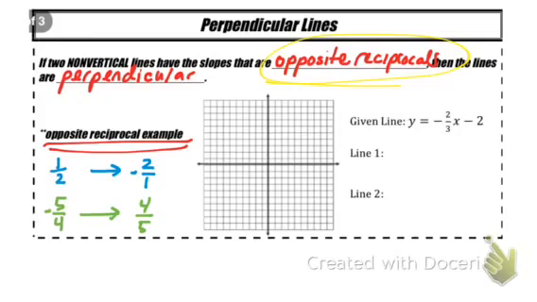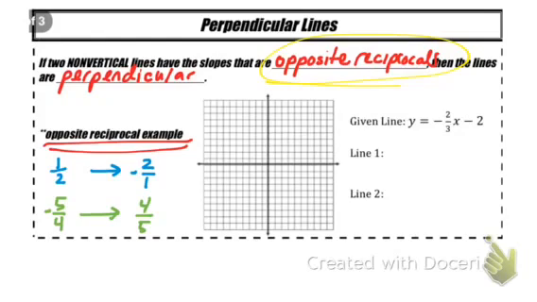Alright, so we have our given line of y equals -2/3 x minus 2. Now, the two lines beneath it are going to be perpendicular. We have to come up with lines that are perpendicular to the given line. Well, our focus is the fact that our slope is -2/3. The opposite reciprocal of -2/3 would be +3/2.